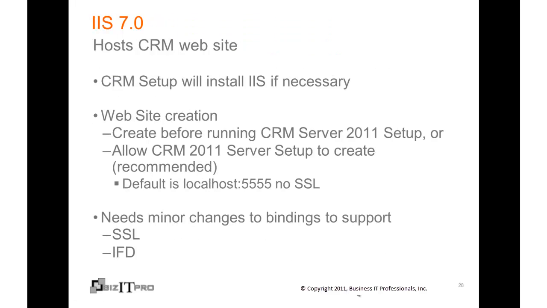IIS 7.0 hosts the CRM website, and the CRM setup program will actually install IIS on the CRM server if necessary. The installation process will also create a website, but you can create it before running the server setup or allow CRM 2011 server setup to create it, which is recommended. The default, when it's created, is localhost:5555 with no SSL support. And it needs minor changes to the bindings to support either SSL or an Internet-facing deployment known as IFD.